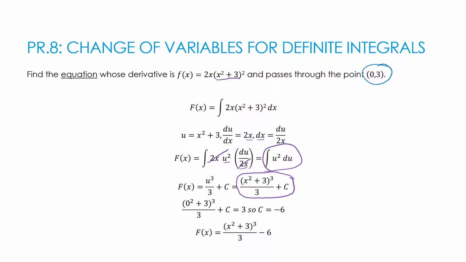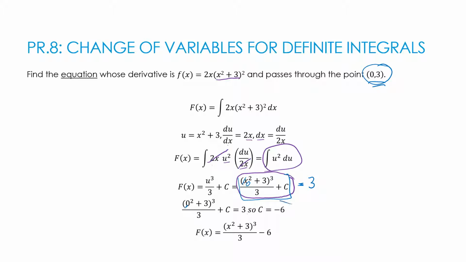I would be done. Because they then asked me to find the actual equation through the point 0, 3, I now have to take this to the next level, and instead of x, I'm plugging in 0, and equal to the y value, which is 3, since that's an equation or a function. So that's what I did here. I took all of this, plugging in the 0 for x, plus c equals 3.